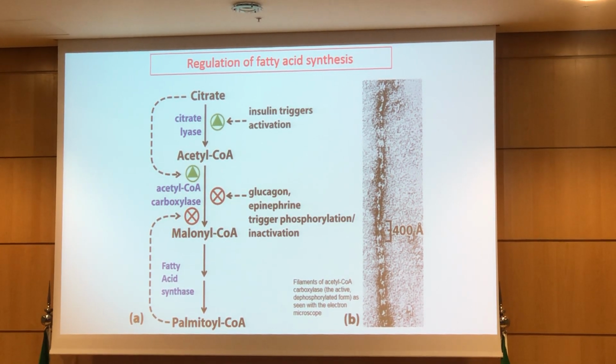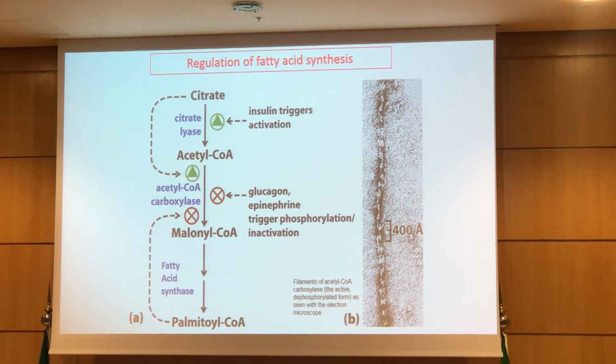Obviously, citrate made in the mitochondria goes out into the cytoplasm and becomes acetyl-CoA. In the cytoplasm, ATP citrate lyase would chop the citrate into OAA, or oxaloacetate, and acetyl-CoA. Now, that particular enzyme, ATP citrate lyase, is stimulated by insulin.